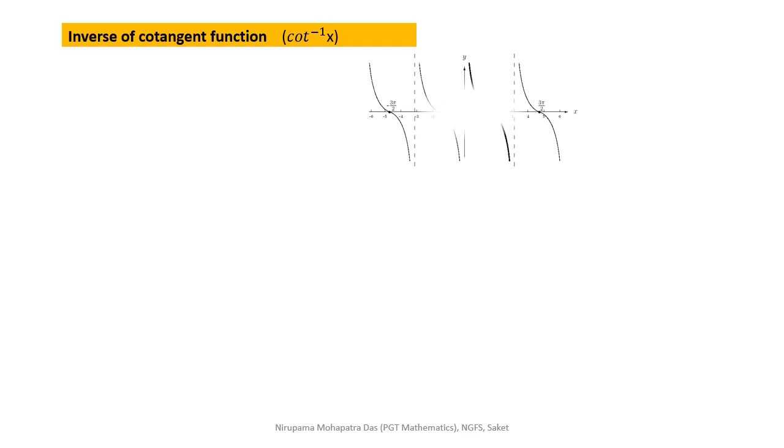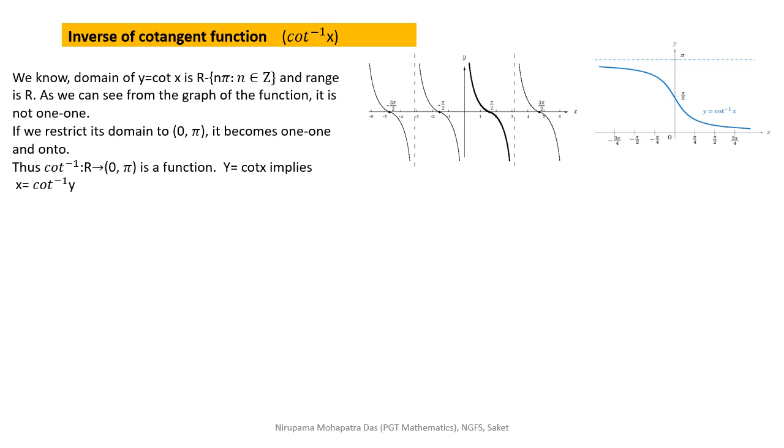And coming to cot x, you see the graph, and here it's very clear that when sin x is 0, cot x is not defined. Okay, so that's why the domain of y equal to cot x is R difference n pi, because at x equal to n pi, any multiple of pi, sin x becomes 0. Range is the set of real numbers, which you can see from the graph. If we restrict its domain to the open interval 0 to pi, we can make it one-one and onto, so it is invertible.